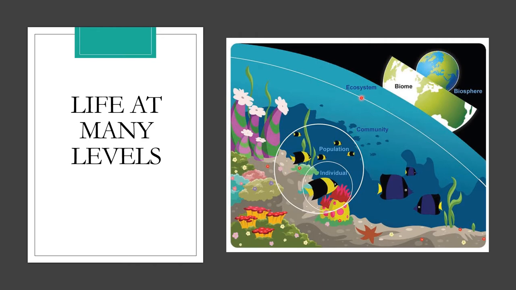And then when you're looking at an ecosystem, the ecosystem then includes, well, what about the water? What about the carbon dioxide, the oxygen, the dirt, the soil, the sand? All of that is then included in this ecosystem. And then you can go to the biome, which is very specific parts of the planet, and then the biosphere, which would be the entire planet.